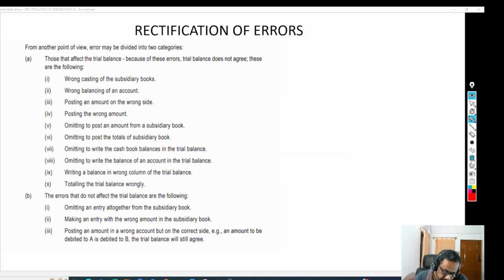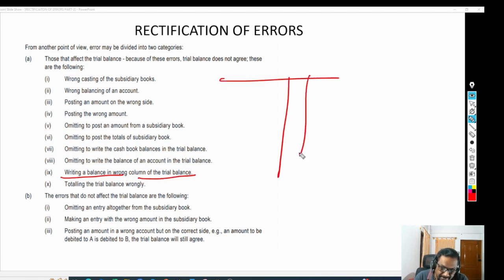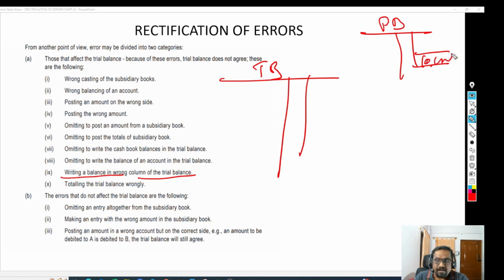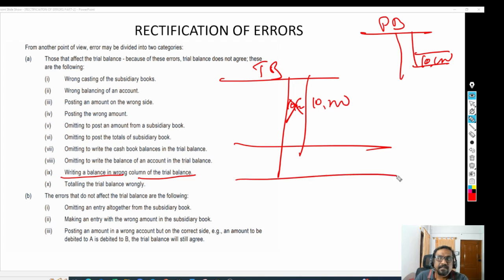Got it? Next, writing a balance in the wrong column of the trial balance. So I prepared the trial balance. See, purchase book. Let us say 10,000 is the purchase book balance. Where do I need to show purchases? Purchases is an expenditure. It should come in the debit side of the trial balance. I have to show 10,000 debit here. But what I did, wrong column. Instead of showing the debit side, I showed this amount in the credit side in the trial balance. Because of which what will happen? Your trial balance will not tally. That is what the meaning of this is.